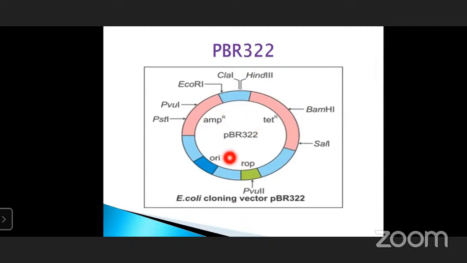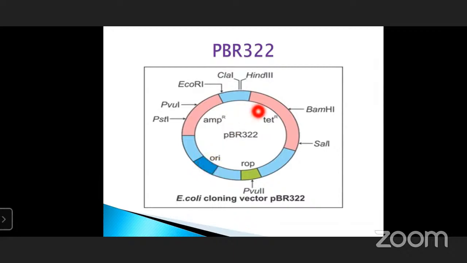When we observe the structure of this plasmid, the first unique point is the ori. Ori means origin of replication. This ori also differs from one plasmid to another. The first unique feature of the plasmid is the ori, the origin of replication, where replication takes place at a unique point.